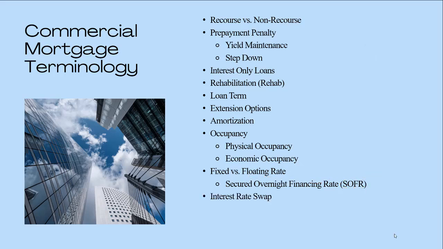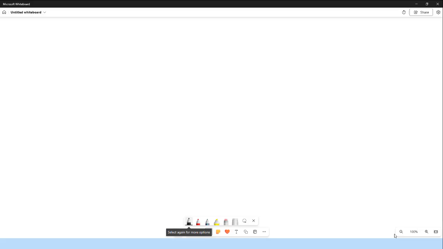Okay, an interest rate swap. Many loans that are offered in commercial lending are going to be floating rate, but you as a borrower, if you're not explicitly offered a fixed rate from the bank, can fix your rate through entering into what's called an interest rate swap. So let me just quickly draw a diagram of what happens when you enter into a swap.